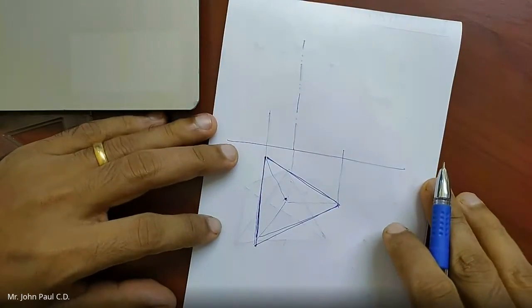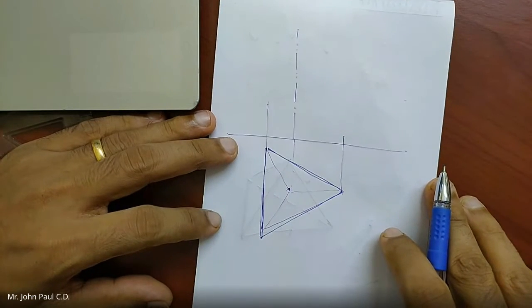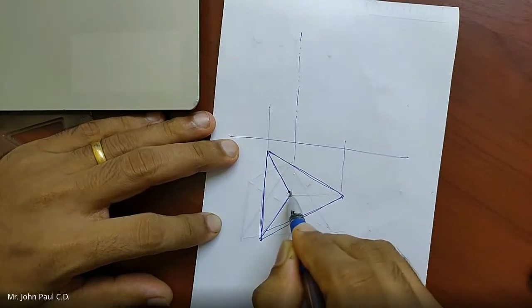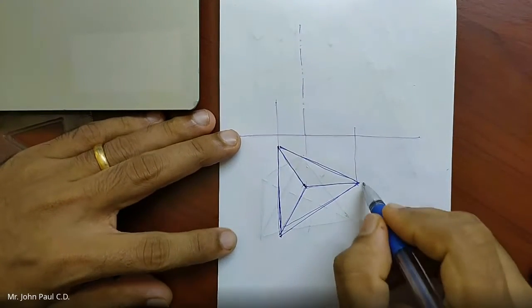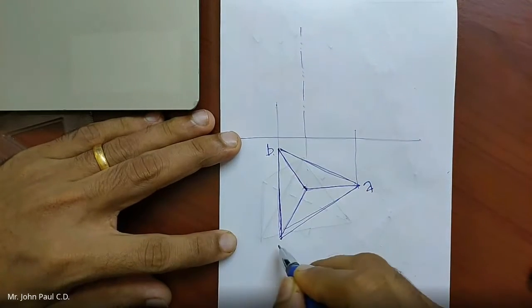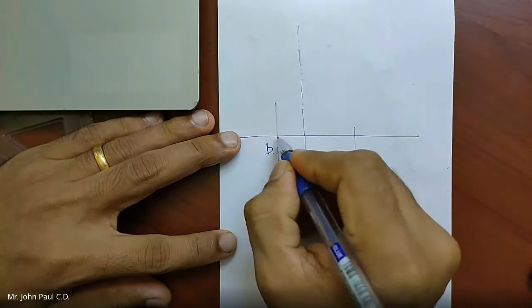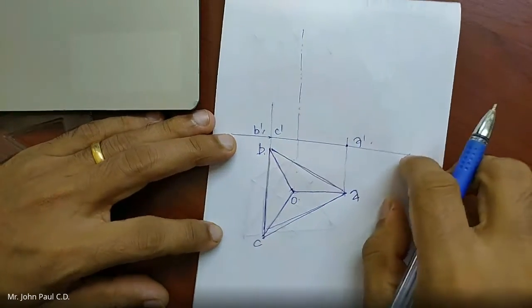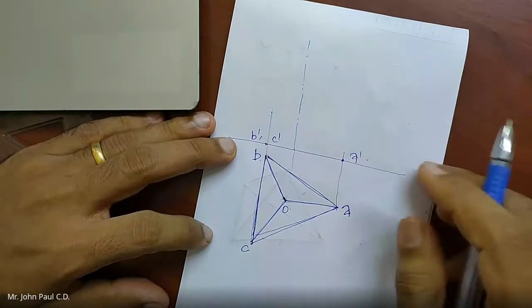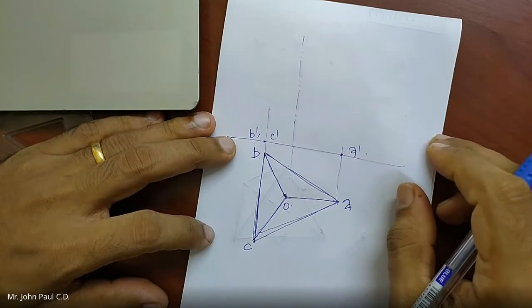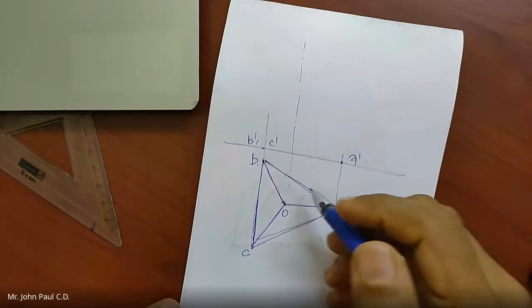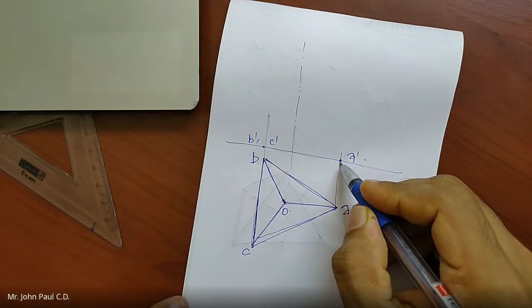How can I complete this? Any guess? So this is the top view, A, B, C, O. And this is actually A dash, B dash, C dash, and O is somewhere here. How can I complete this front view of the tetrahedron? By taking 60 degree from here, to the axis.